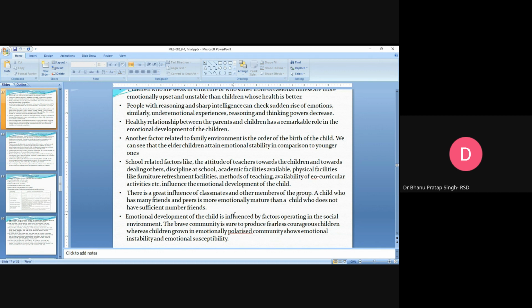Means if the society has a very strong belief that their emotions are important and are shared with each other, that helps. Whereas the other community, which is comparatively less courageous, its impact would definitely be that their child would have less emotional development.